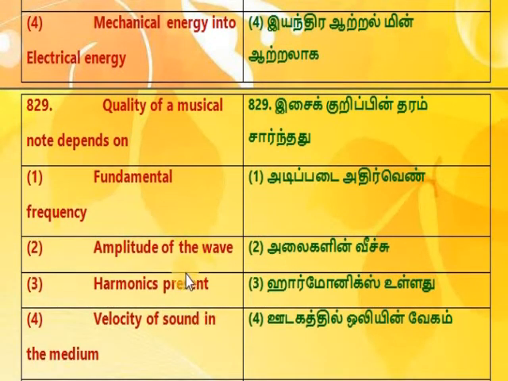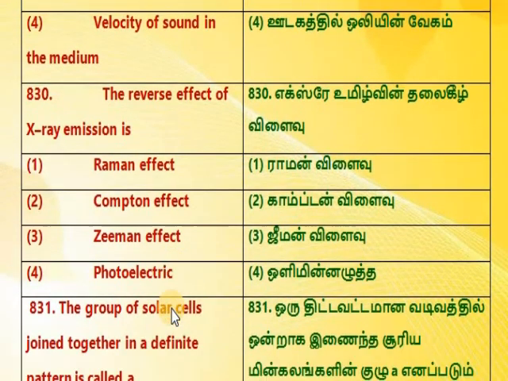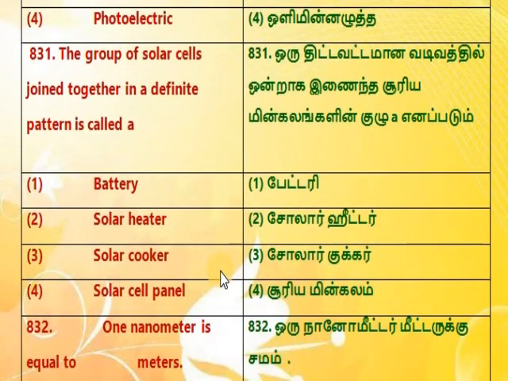829. Quality of a musical note depends on 1. Fundamental frequency, 2. Amplitude of the wave, 3. Harmonics present, 4. Velocity of sound in the medium. 830. The reverse effect of X-ray emission is 1. Raman effect, 2. Compton effect, 3. Zeeman effect, 4. Photoelectric. 831. The group of solar cells joined together in a definite pattern is called a 1. Battery, 2. Solar heater, 3. Solar cooker, 4. Solar cell panel.